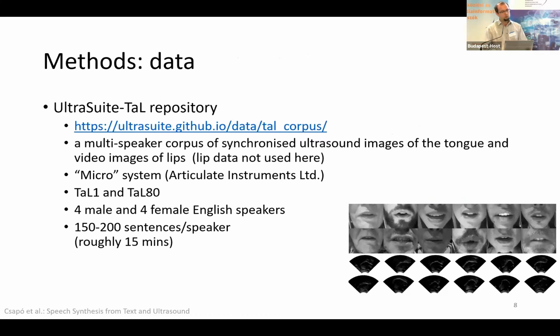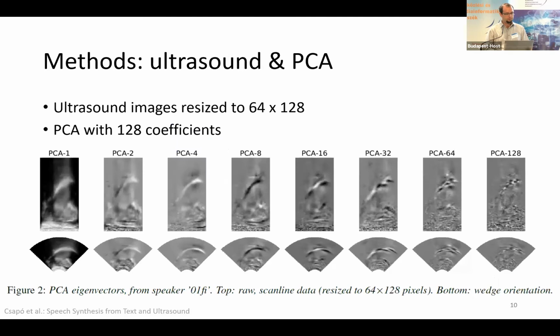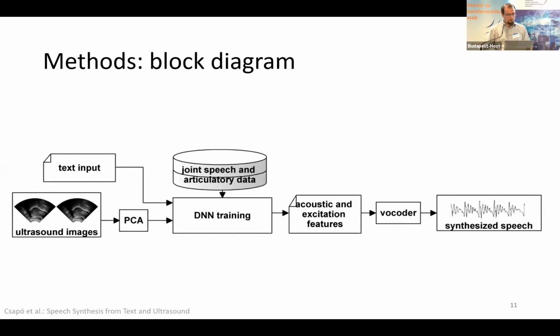For data, we were using the Ultrasound repository, which is a bunch of recordings from English speakers. And we were using 4 male and 4 female speakers, roughly 200 sentences from each of them. And we were using the raw ultrasound data for this study as well. The ultrasound was represented with principal component analysis, similarly to the morning presentation. And so the difference from the previous study is that now the idea is that ultrasound images are the input of the deep neural network, and the target is synthesized speech. And the question is whether this information can help at all.